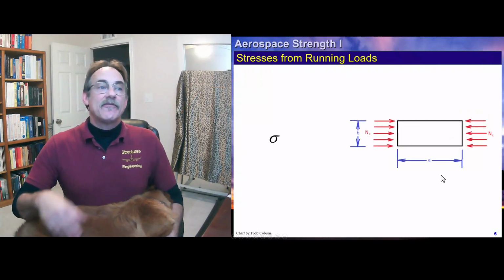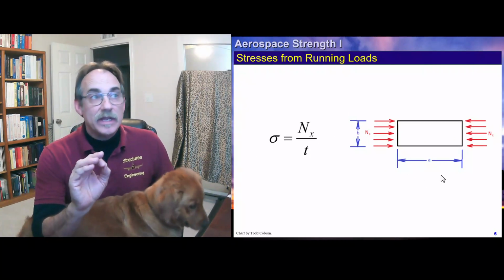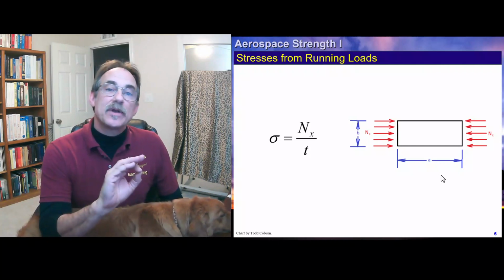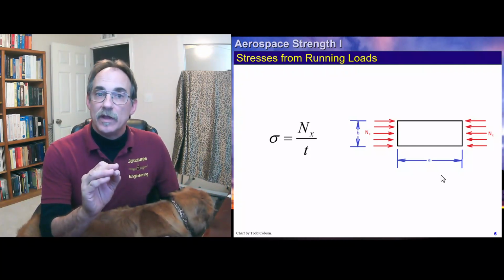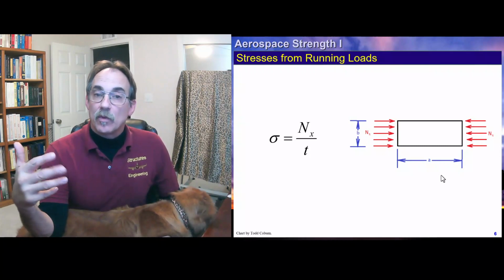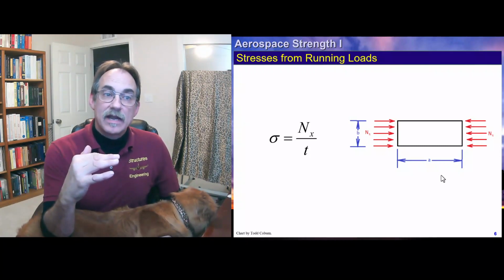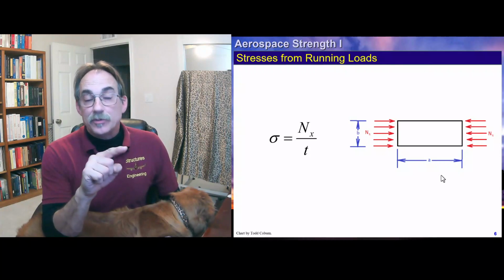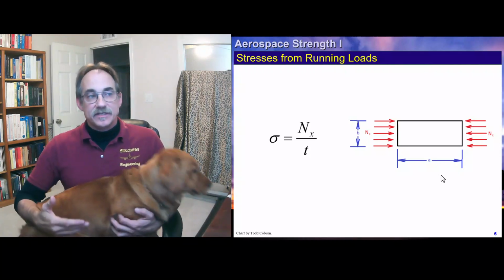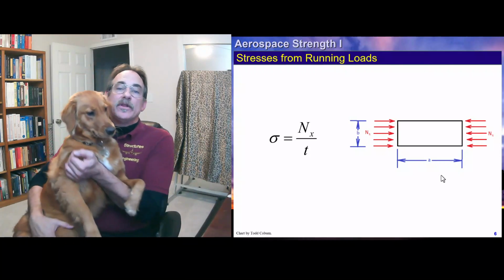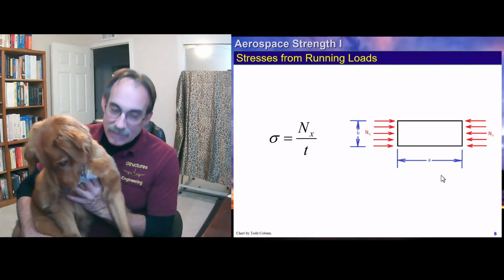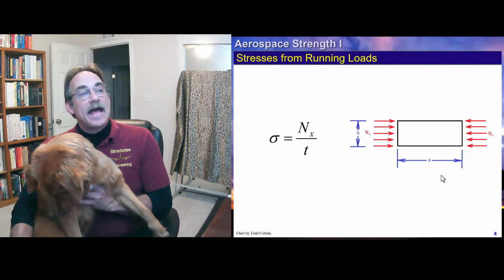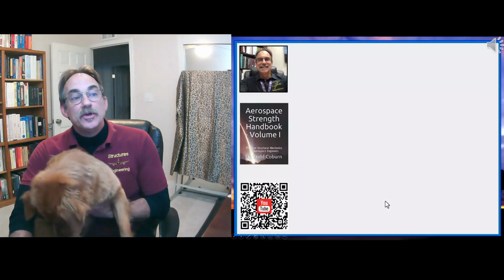The last one I've got for you from Lecture 2 is running loads, calculating stresses from running loads. It's a critical idea that students seem to struggle with. If we have a plate with a running load, anytime we have a thin structure with a running load, we can turn that running load into a stress by just dividing by the thickness. In this particular case, I denoted the running load N sub X, and so the stress is just that N sub X over T. So that is the formulas for Lecture 2.